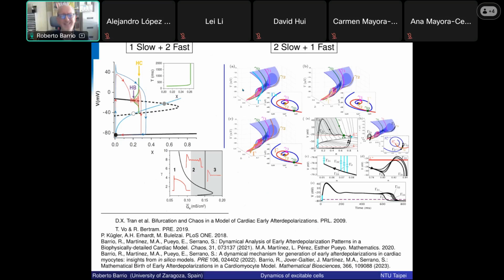But the real thing is that, in fact, it's not one slow two fast or two slow one fast. It's a mixture because it has 3 time scales in the 3-dimensional model. But what happens in the 27-dimensional model is none of these. But this provided quite interesting information. So I will explain a little bit.